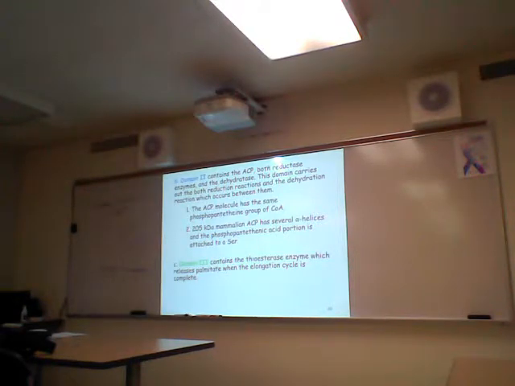And then domain three, it's got a thioester. It's going to cleave off that last carbon sulfur bond, releasing our palmitic acid.